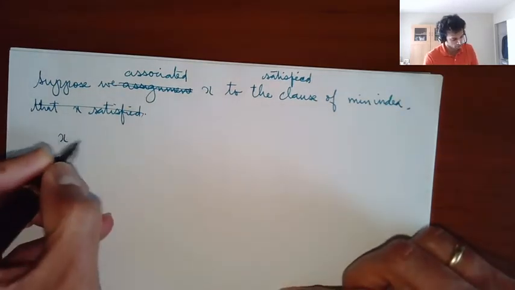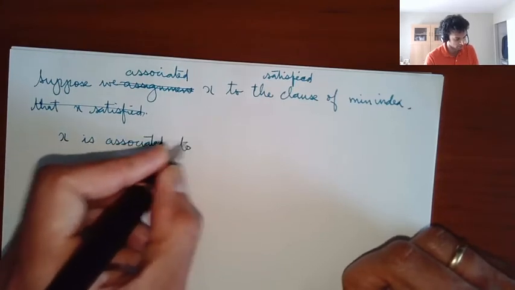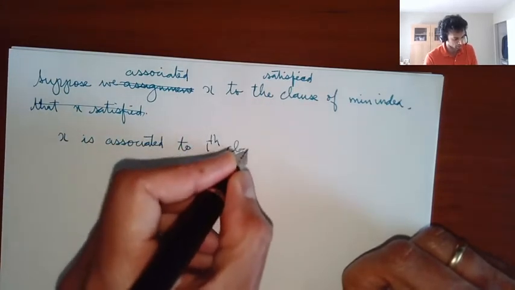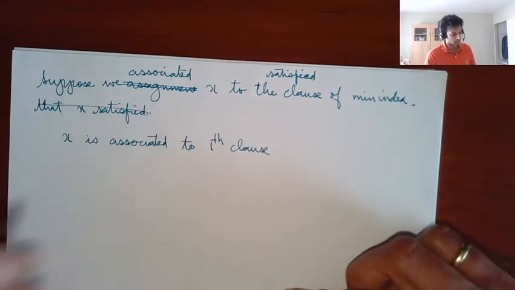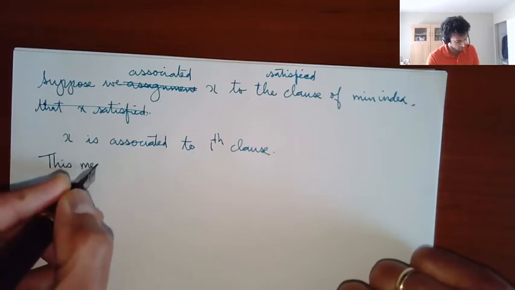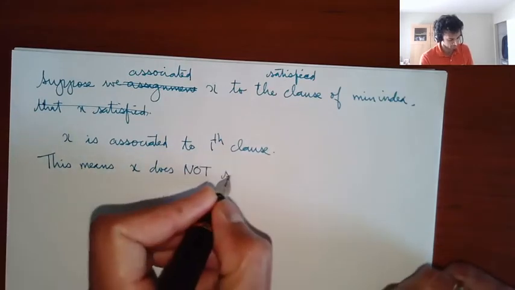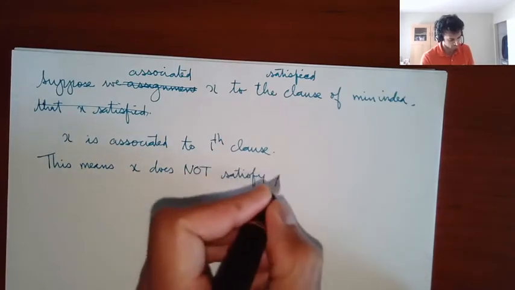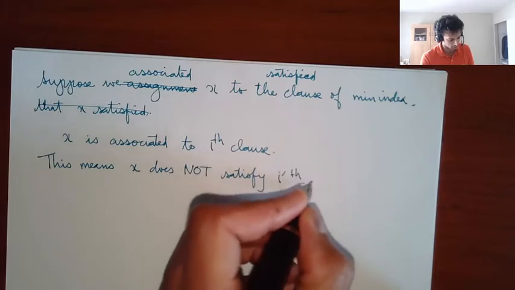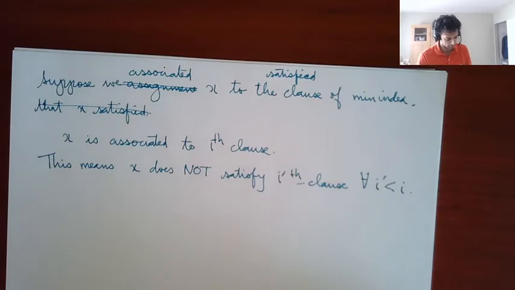So let's say x is associated to the ith clause. What does this mean? This means x does not satisfy the i prime clause for all i prime less than i. That's what it means to be associated. Right?